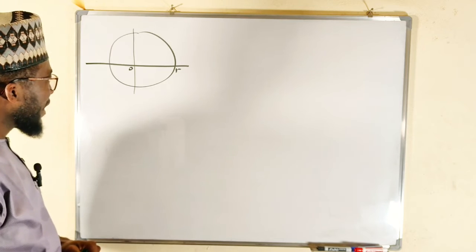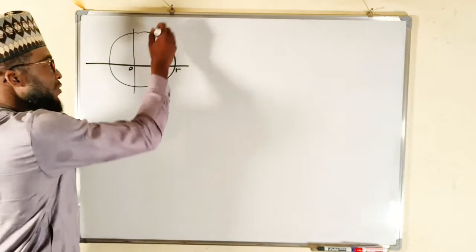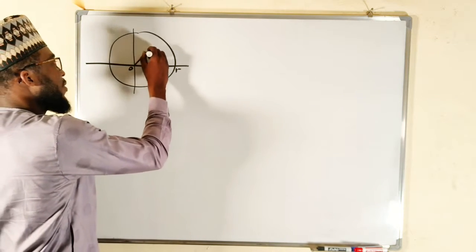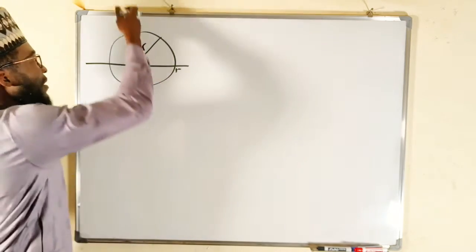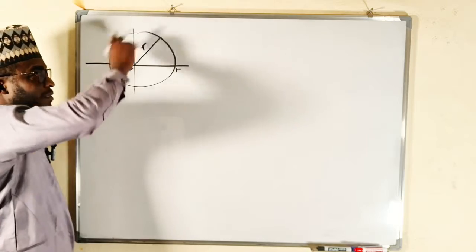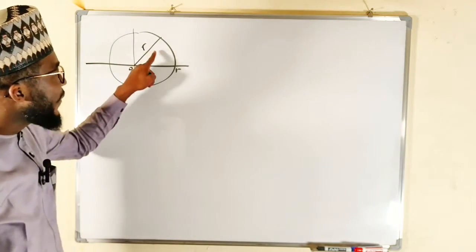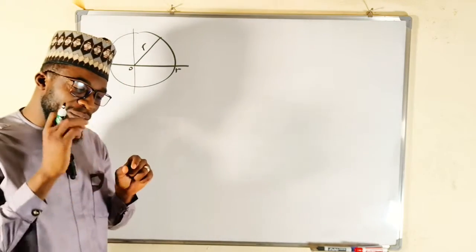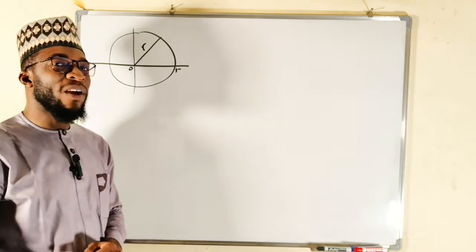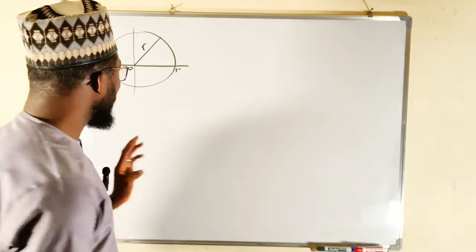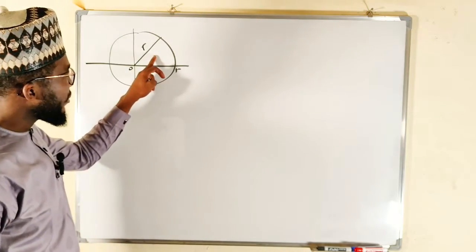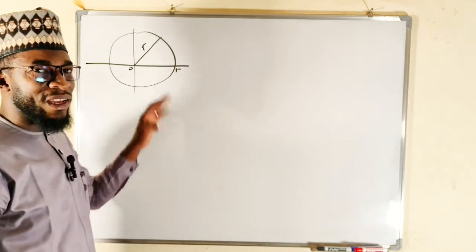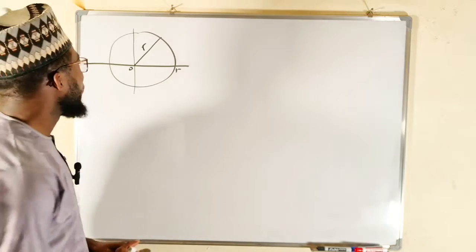And I can determine another radius from the center to any part of the circumference. So let me call this one radius again. You know that this is the y-axis and this is the x-axis. So I would like to use the first quadrant. Find the area of the first quadrant, then multiply by 4 because we have 4 quadrants in the circle. 1, 2, 3, 4. So let us concentrate on the first quadrant, find the area, then we multiply by 4.